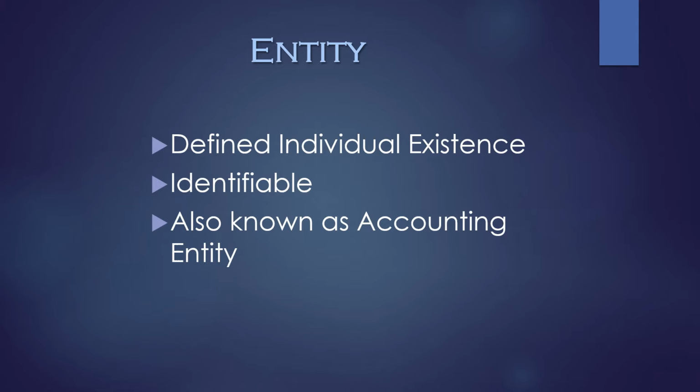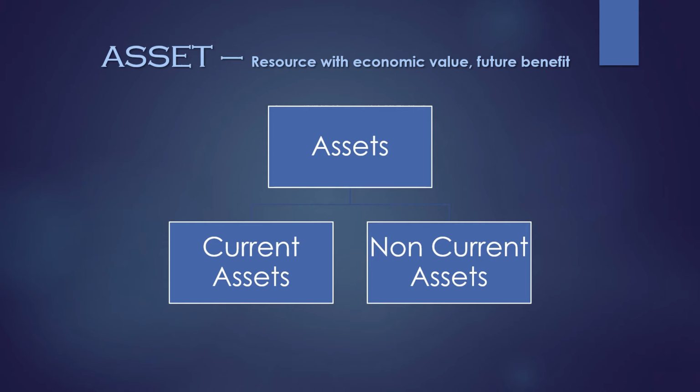Entity is simply a reality which has a defined individual existence. So for example, A company or XYZ Limited or AC supermarket, all these are different accounting entities or different business entities. Next is an asset. We know an asset is something that we own. So similarly, for a business enterprise, an asset is a resource with economic value. It can derive future benefit from this asset.